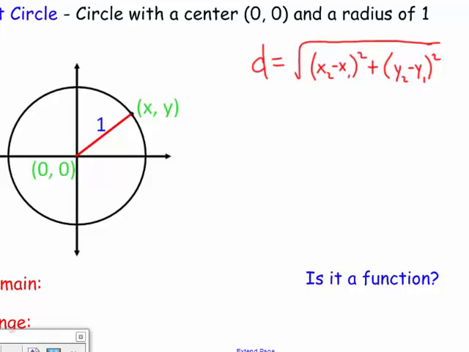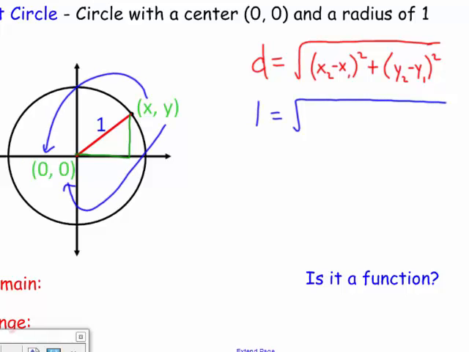It's kind of based off our right triangle. Remember our Pythagorean theorem? That's where that comes from. Well, let's plug in our information. We know the distance is 1, so d equals 1. And then the square root of x minus 0 and y minus 0 for our different things. If I take x minus 0, that's just x. And if I take y minus 0, that's just y. So I'd get 1 equals the square root of x squared plus y squared.